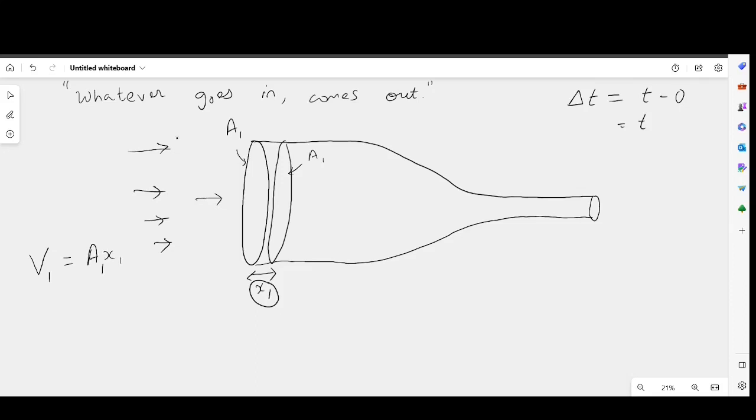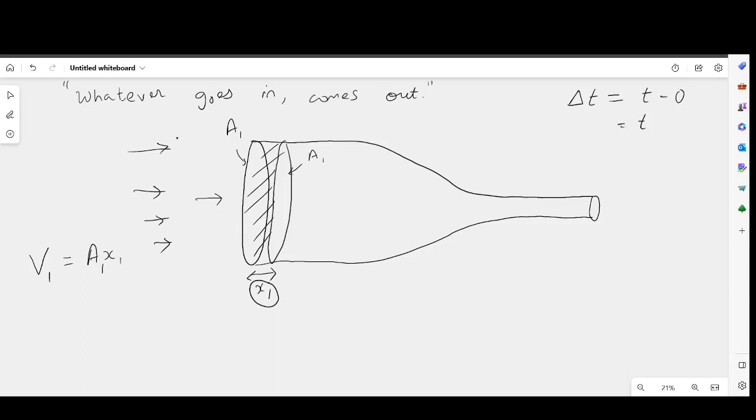It is like a cylinder. I mean, this shaded area looks like a cylinder with A1 as the base and x1 as the height, and the volume of a cylinder is the area of the base multiplied by the height. So this is the volume.